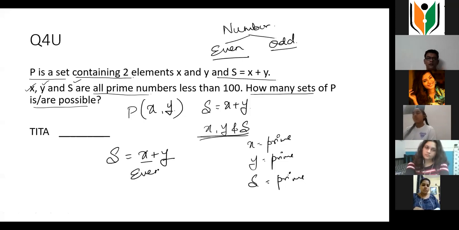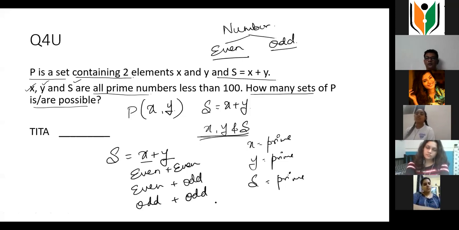I can have an even plus even. I can have an even plus odd. And I can have an odd plus even. Oh, sorry, odd plus odd. These are the only possibilities, guys. Right? Now, what does even plus even give me? Even.